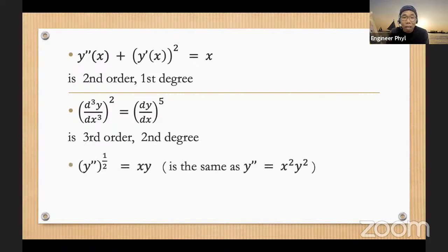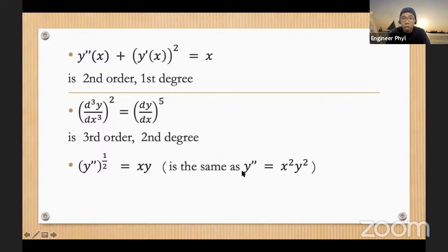Now we have another example here. Y double prime raised to 1/2 equals x times y. As you can see, this equation contains a fractional exponent. Again, we can determine the order. However, for the degree, we must clear off fractional exponents. Okay, so what do we do? To eliminate this 1/2 in the exponent of y double prime, we need to raise the entire equation to 2. So 2 times 1/2 becomes 1.